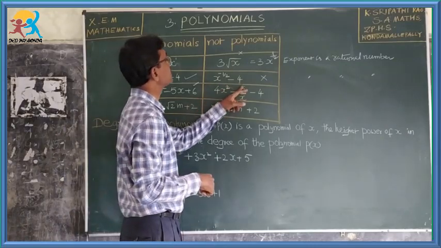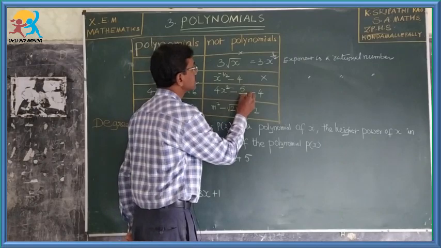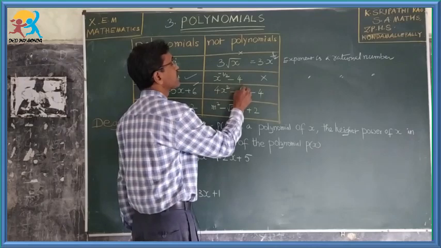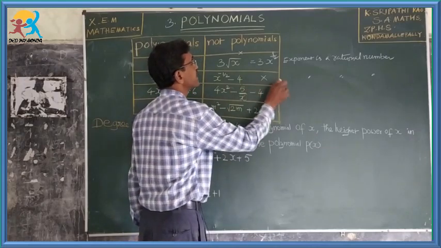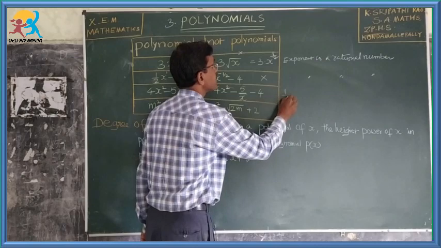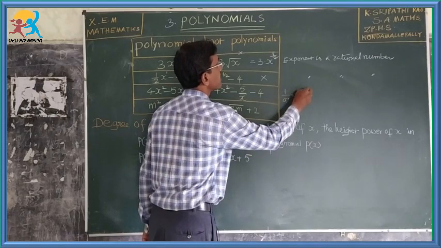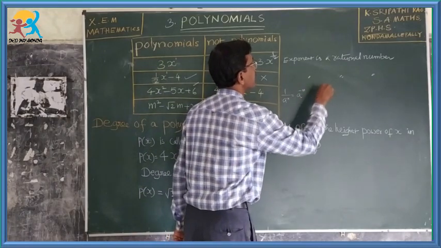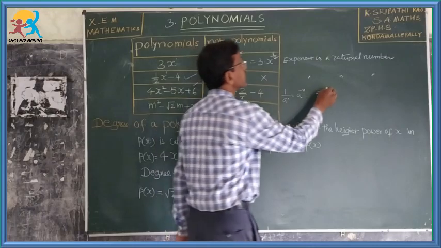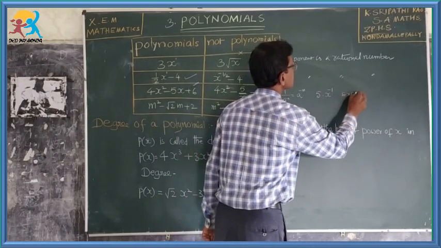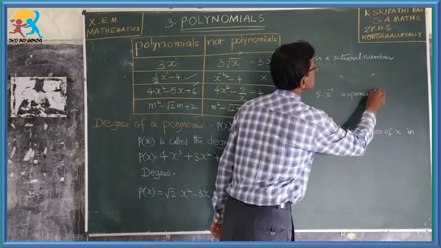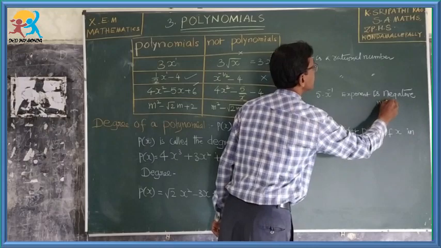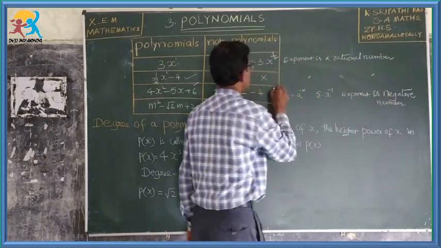Here 4x square minus 5 by x. Here the variable is in the denominator, and if it is brought to the numerator, it becomes x to the power of minus 1. A plus 1 here becomes minus 1. According to this formula, 1 by a to the power of n is equal to a to the power of minus n. Therefore, this can be written as 5 into x to the power of minus 1. That's why here the exponent is a negative number, and so it is not a polynomial.